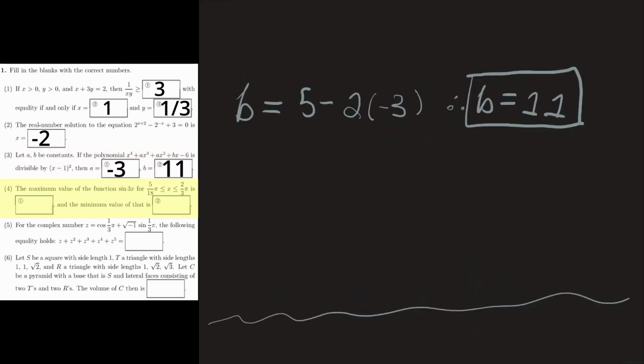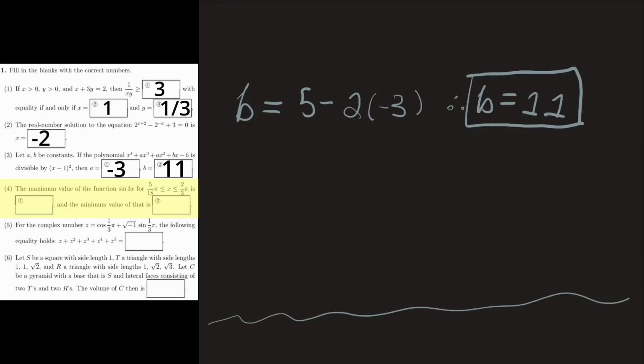So next is question 4, which says the maximum value of the function sine 3x for 5 over 18 pi is less than or equal to x, which is less than or equal to 2 over 3 pi is blank, and the minimum value of that is blank. So to answer this question, you need to know, of course, how to analyze trigonometric functions, you need to know the common special angles, and you need to know how to find a trigonometric derivative.